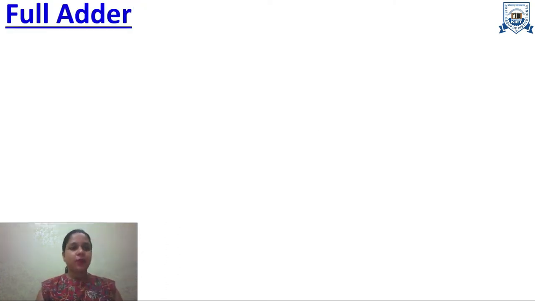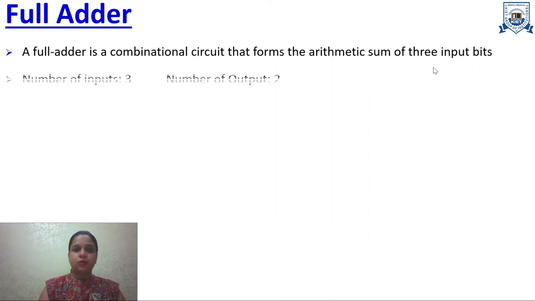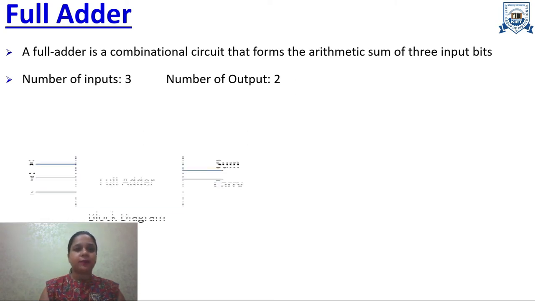So my next topic is the full adder. Let's see the definition or problem statement for the full adder. A full adder is a combinational circuit that forms the arithmetic sum of 3 input bits. It means a full adder can add 3 input bits together. So it simply means that the number of inputs will be 3 and the number of outputs will be 2, that is sum and carry.